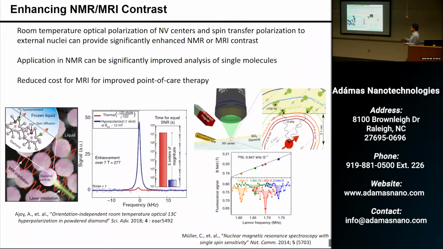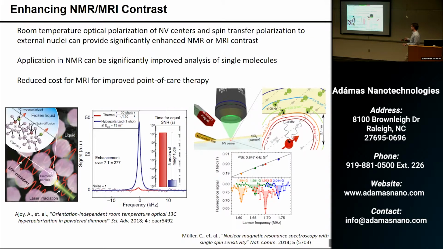It's effectively using the spins, or the ability to polarize NV centers to a very high degree at room temperature. Then you can transfer the spin to external molecules. For example, in this case, this group at Berkeley, Ashok Ajoy and colleagues, polarize the NV center and transfer that spin to carbon-13 within the diamond lattice, and then the carbon-13 polarizes external nuclei.